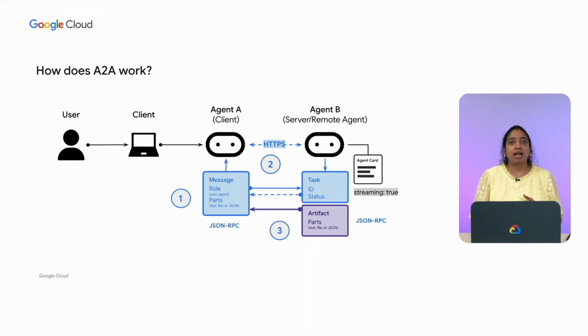So how does the life cycle of an A2A interaction happen, right? The flow moves from left to right, starting with the user interacting with a client, which sends a request to agent A. Agent A then connects to agent B, which is the remote agent.